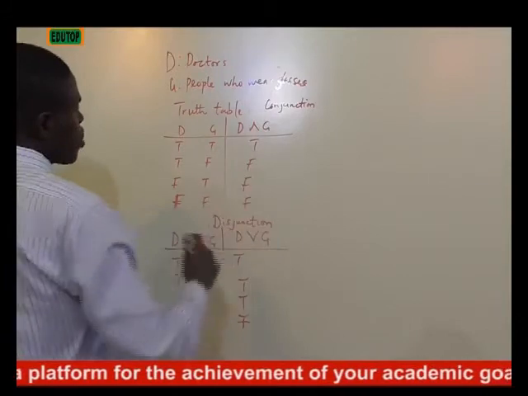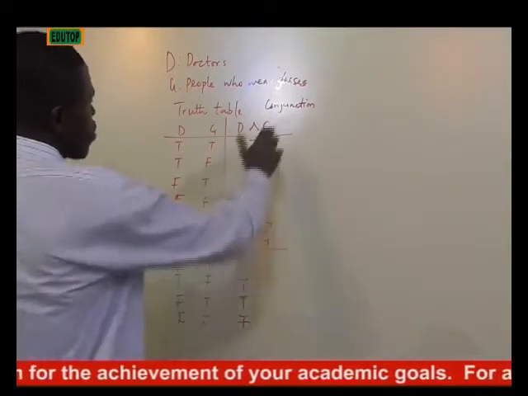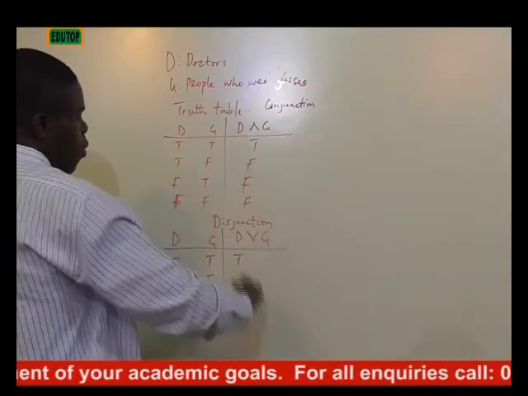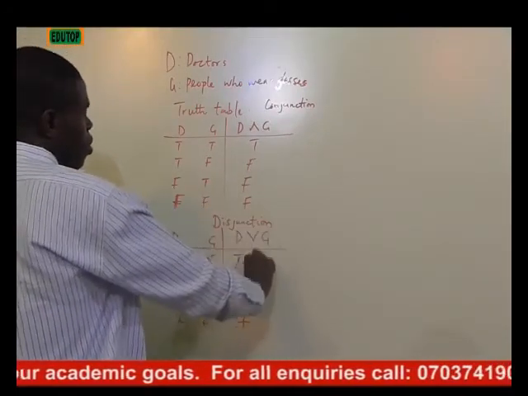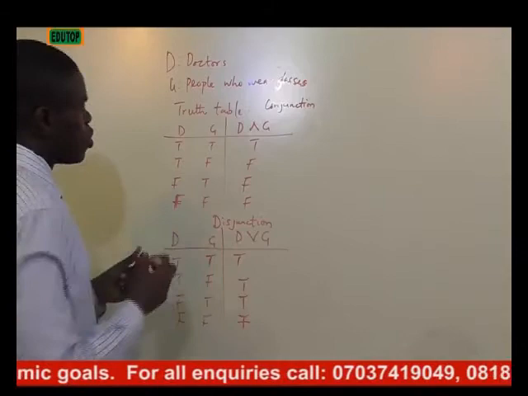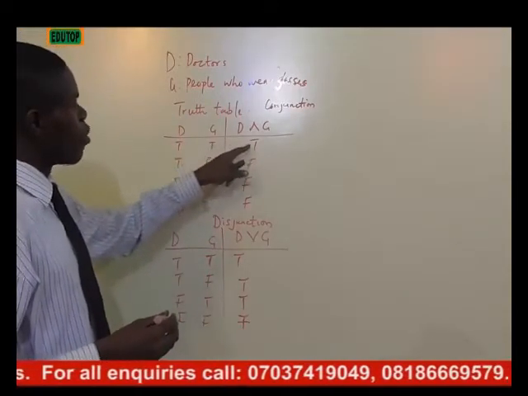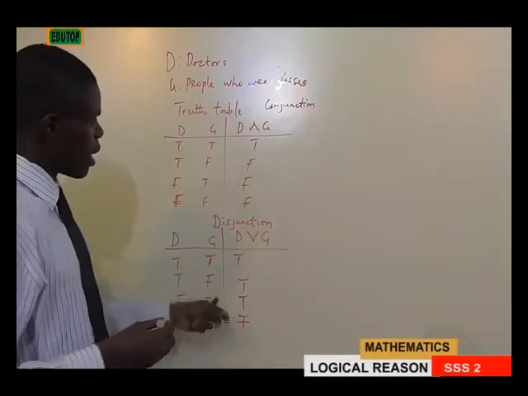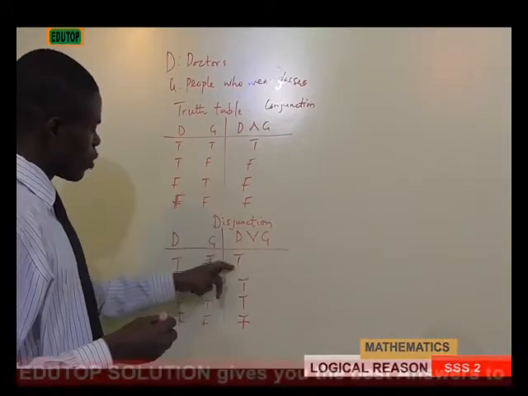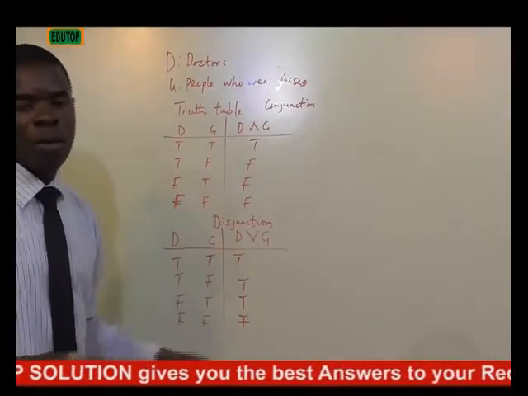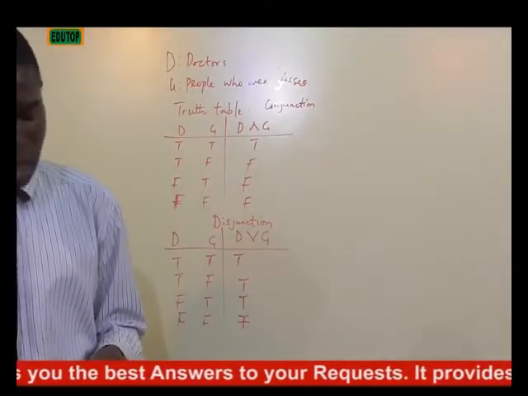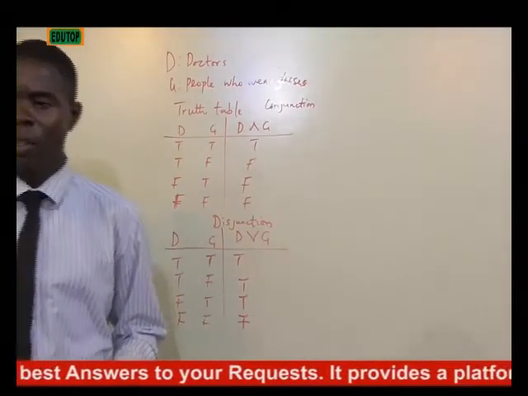So if you pay attention to these two, we discover that in the conjunction case, the false takes dominance, while in the disjunction case, the true takes dominance. We have one true, then three falses here. Here we have three truths, then only one false. That is the scenario in that case.